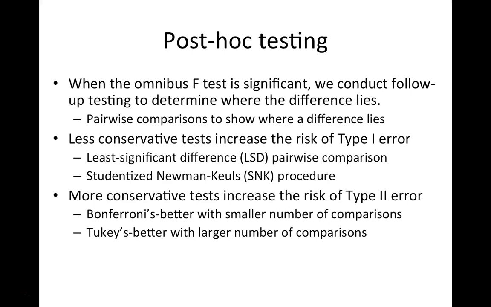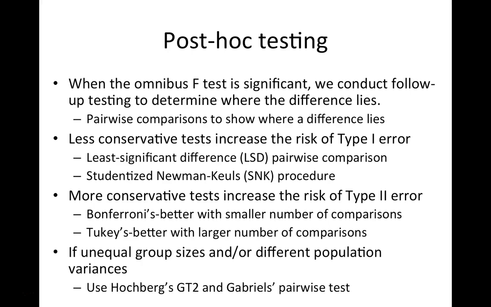So Bonferroni's tends to be better with a smaller number of comparisons, or Tukey's, which tends to be better with a larger number of comparisons. And we'll also show an example of the Gabriel's pairwise test. That would be useful in a situation in which we have unequal group sizes or unequal group variance, which does happen. So this is a way around that, making it so that the entire ANOVA is not null and void.